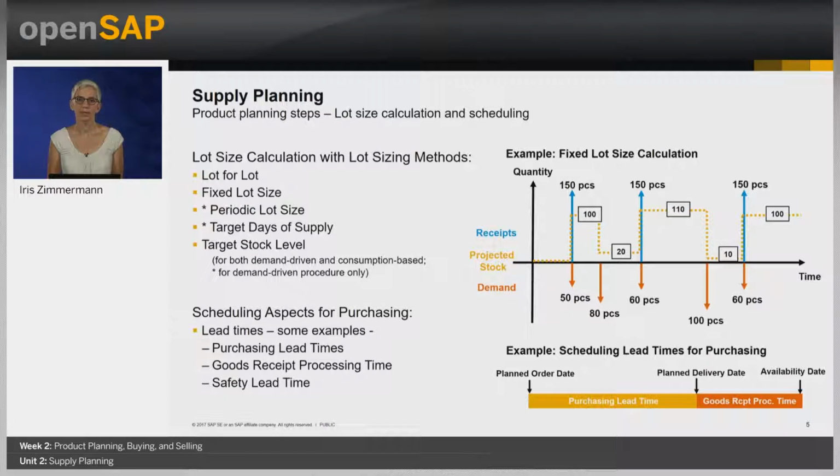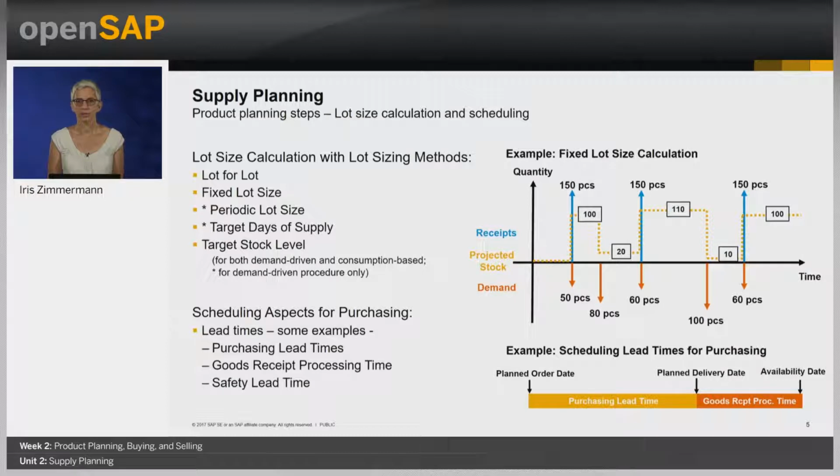For each requirement, a supply proposal is created with the requested quantity. For the fixed lot size method, each proposal always has the same quantity. It makes sense, for example, to gain price reductions through ordering full packages. This method is reflected in the graph on the right side.